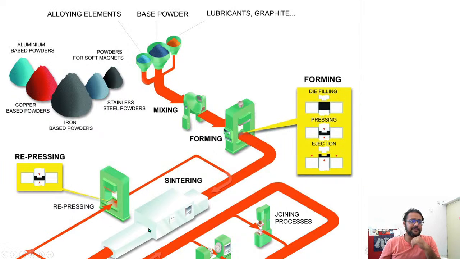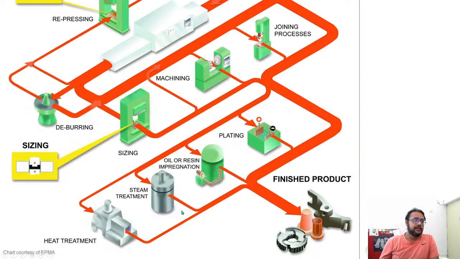And then you could use a secondary process of repressing to ensure that the part is in the dimensions that you want. So you could do the sintering process in stages. You do one pass, you reform it to get more accurate dimensions, and you resinter it, and so on. So now, going down the line, what happens after this comes out of the sintering oven?